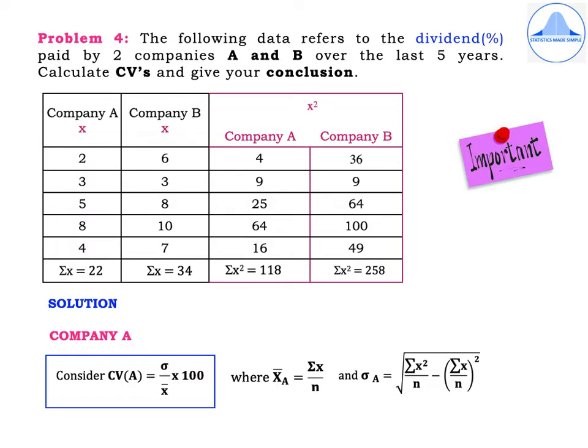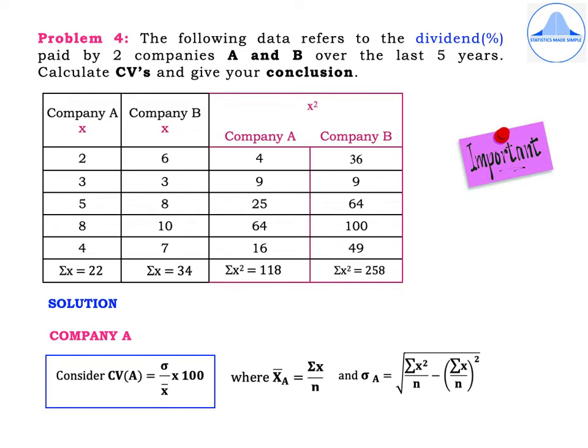Problem 4. The following data refers to the dividend in percentage paid by two companies A and B over the last 5 years. Calculate CVs and give your conclusion. This is a 10 marker. So they have given the dividends by company A and company B. The values are 2, 3, 5, 8 and 4 for company A, and for company B the values are 6, 3, 8, 10 and 7.